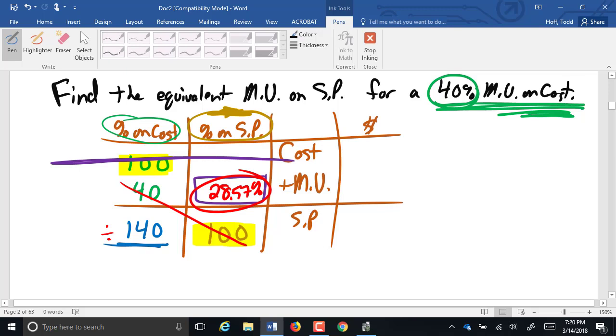What do you think? Kind of a mess? It's not terrible? Yeah. The key is once it clicks that 100, if it's on cost, that 100 goes with the cost. If it's on selling price, 100 goes with the selling price. Everything else has to fit.